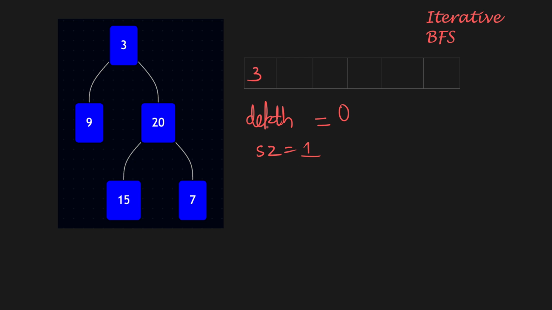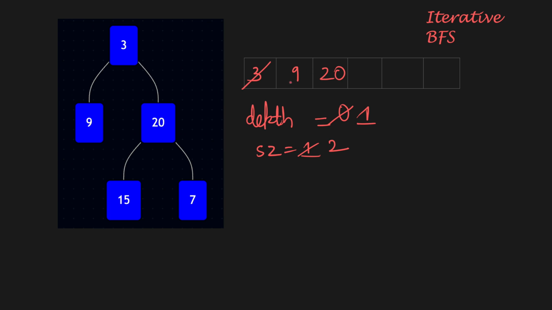So we dequeue only one node here, which is node 3, and add its children, 9 and 20, to the queue, and we increase our depth to 1 because now we have processed one level. We start the next iteration, and the queue size is now 2. So we have to remove 2 nodes from it.